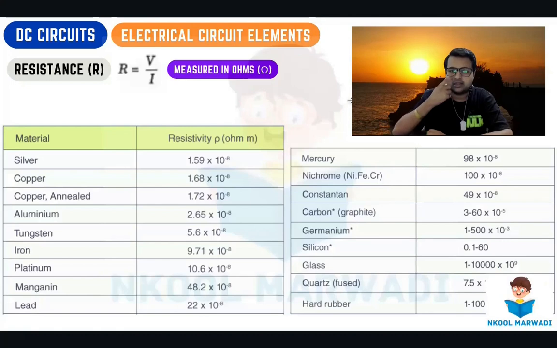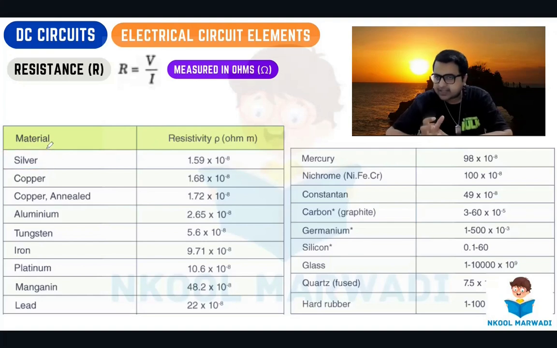As we can see here, silver has a resistivity of 1.59 times 10 to the power of minus 8. Copper has 1.68 times 10 to the power of minus 8. Copper has 1.72 times 10 to the power of minus 8. Then aluminium 2.65 times 10 to the power of minus 8. So as we are going down, resistivity is increasing. And if resistivity is increasing, resistance is increasing. So we can say that silver offers the least resistance to the flow of current.